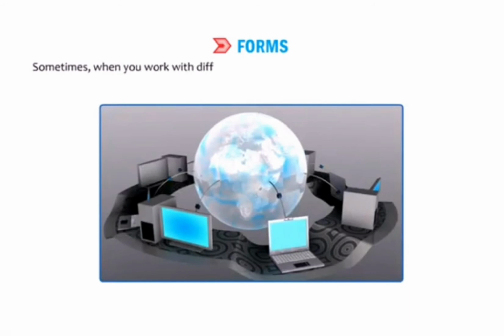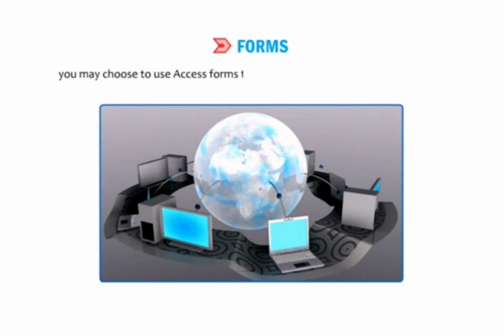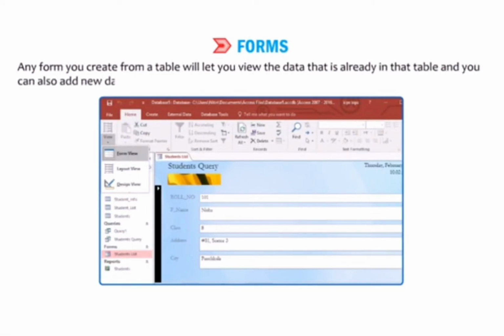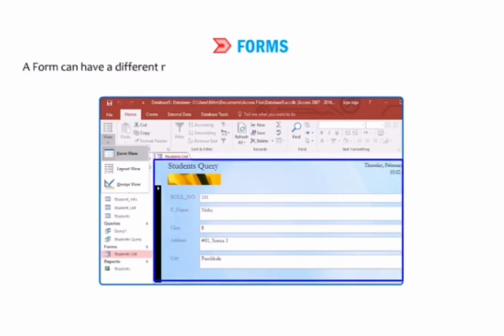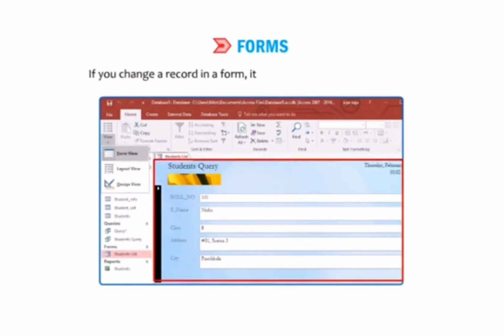Sometimes, when you work with different users and do not want to expose the inner working of the Access database, you may choose to use Access forms to create a better user-friendly interface. Any form you create from a table will let you view the data that is already in that table, and you can also add new data. A form can have a different name from a table, yet it manipulates the same information and data in the corresponding table. If you change a record in a form, it will be reflected in the table also. Data can be inserted, updated and deleted from a table by using a form object.